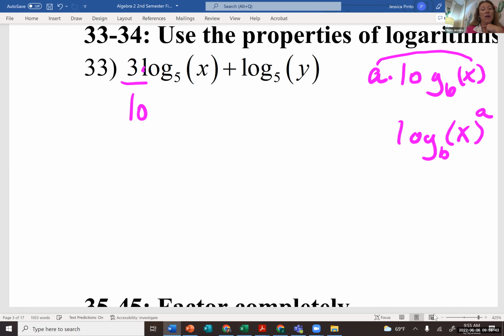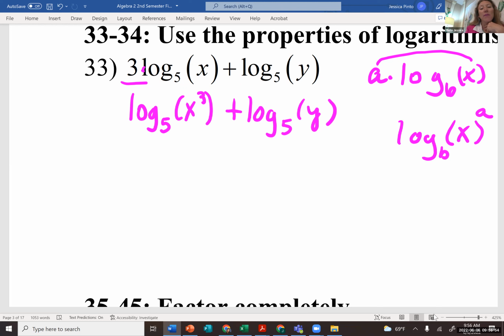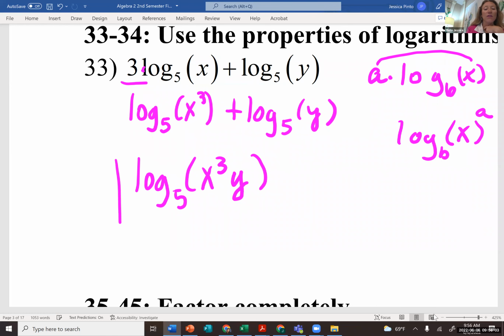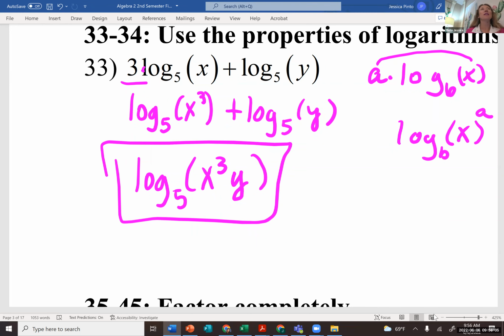First, this is going to be log base 5 of x to the 3rd power plus log base 5 of y. Now we can use that plus rule. That's going to change these two to multiplication. It's still log base 5, and it's x to the 3rd y. Final answer, I multiplied them together. It's a single logarithm.